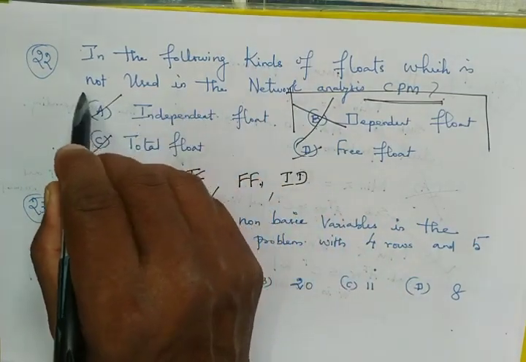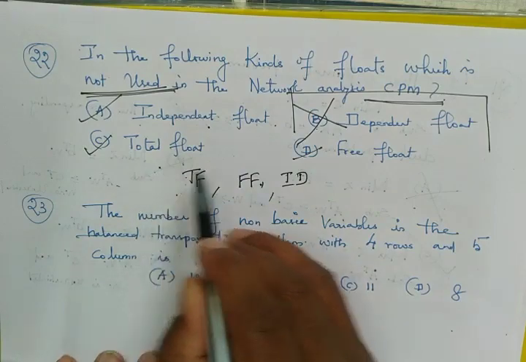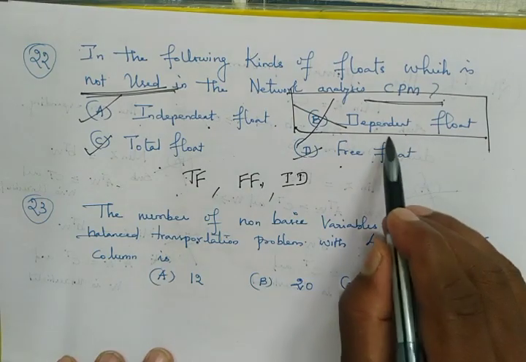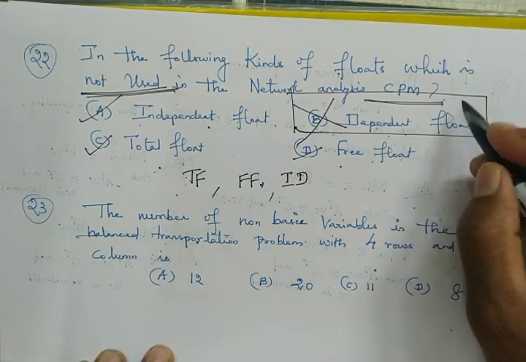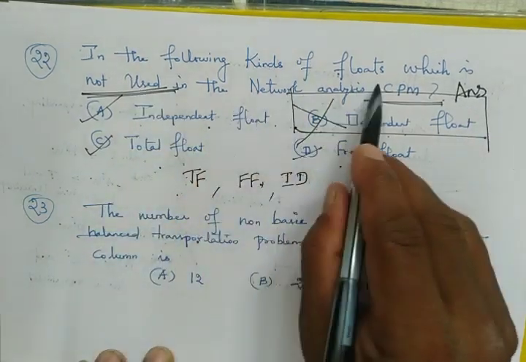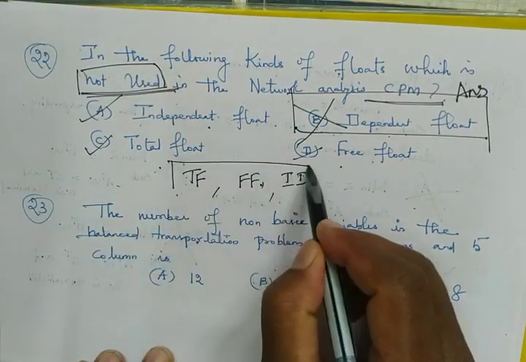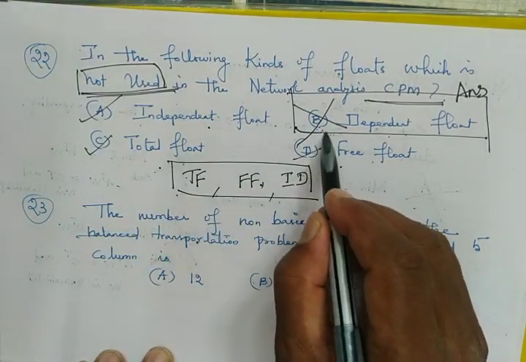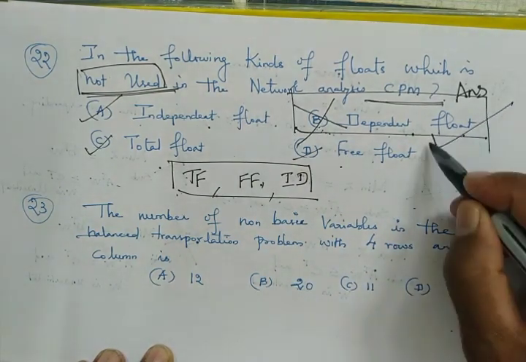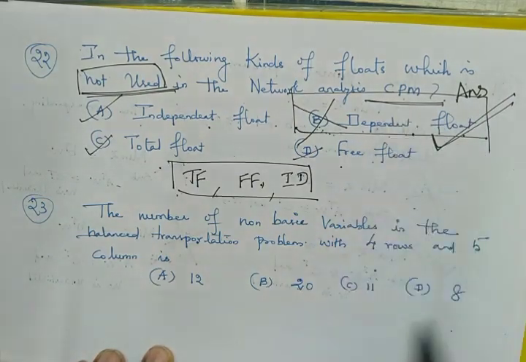The question is what is not used. You are using independent float, you are using total float, you are using free float. So dependent float alone is not used. This is the answer to the given option. In the following kinds of floats, which is not used, these three floats we are using. Dependent float alone we are not using. Therefore, answer B is the right answer. Dependent float is not there in CPM.